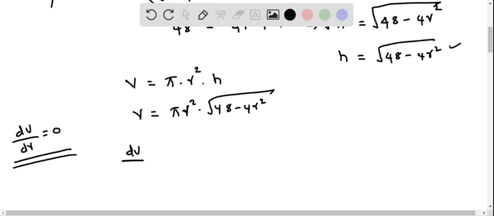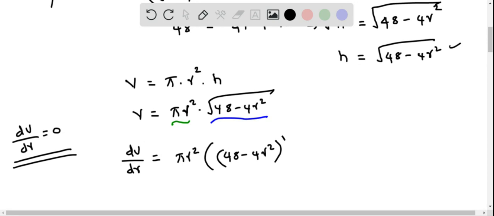We do dV by dr, and here we can apply the product rule of differentiation. Consider this pi r squared as the first, and this expression as the second. So I write the first term now, and multiply this with the derivative of the square root of 48 minus 4r squared. When we write this in power of 1 by 2, we write it like this. And so let's find its derivative.